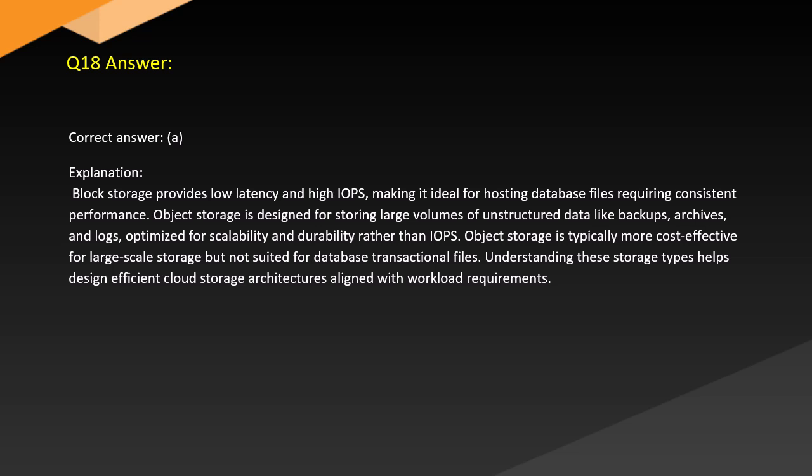Block storage provides low latency and high IOPS, making it ideal for hosting database files requiring consistent performance. Object storage is designed for storing large volumes of unstructured data like backups, archives, and logs, optimized for scalability and durability rather than IOPS. Object storage is typically more cost-effective for large-scale storage but not suited for database transactional files. Understanding these storage types helps design efficient cloud storage architectures aligned with workload requirements.